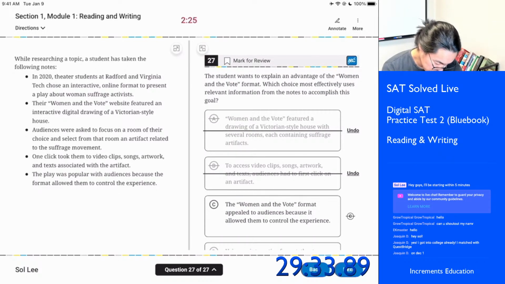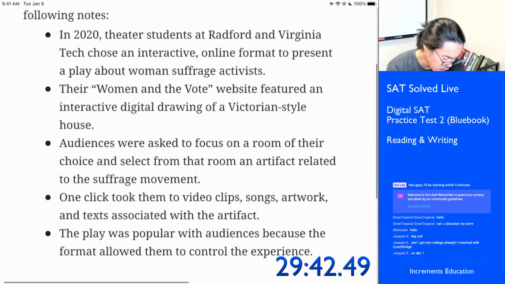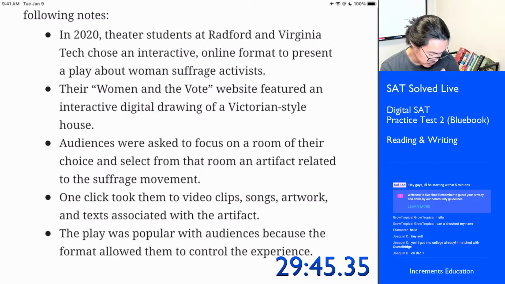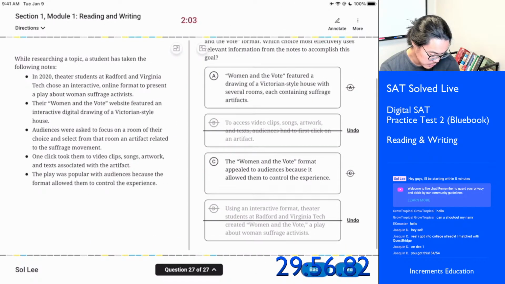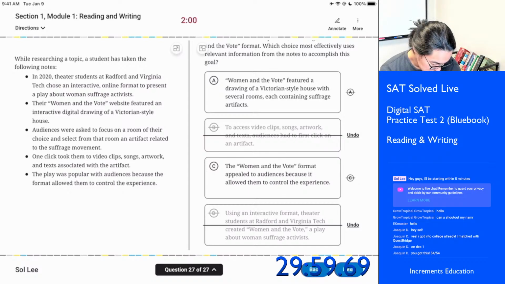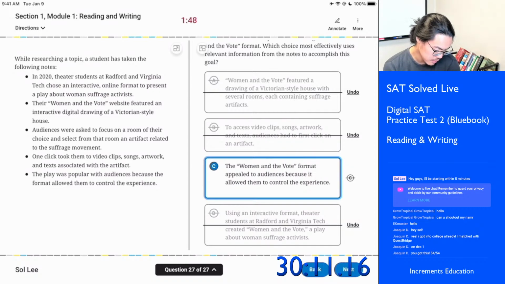Featured a drawing of each containing suffrage artifacts. Wait, what's the advantage? Okay, let's go understand the advantage. Interactive online format. Interactive digital drawing. Focus on a room and select from the room an artifact. One click took them to media. It allows them to control the experience. So, yeah, that's not an advantage by itself. I guess it's C. Yeah. Yo, I had to first click. I didn't fully read B when I chose it.